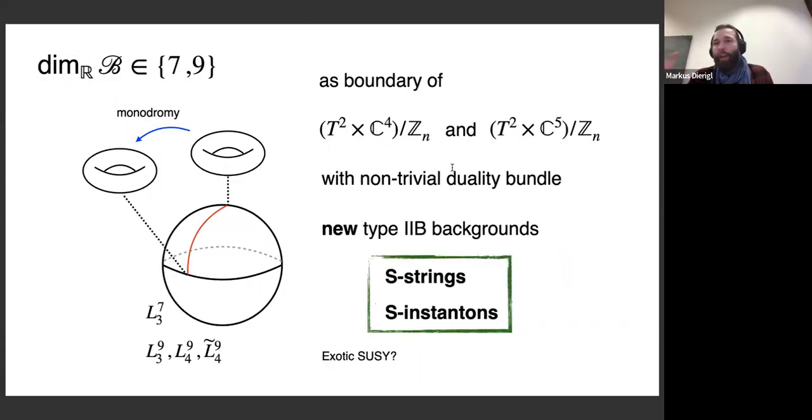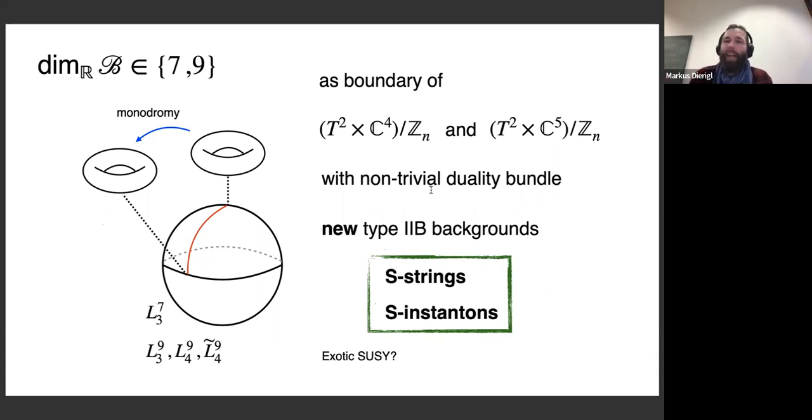Okay, so we can push that further in dimension. The backgrounds are very similar, so we always get this T2, the F-theory fiber, times the base C4, C5, and so on, that we can map, and we find new S-fold type geometries. So we call it, according to the dimension of the defect, could be interpreted as some S-strings, some S-instantons, and you can analyze the supersymmetry.